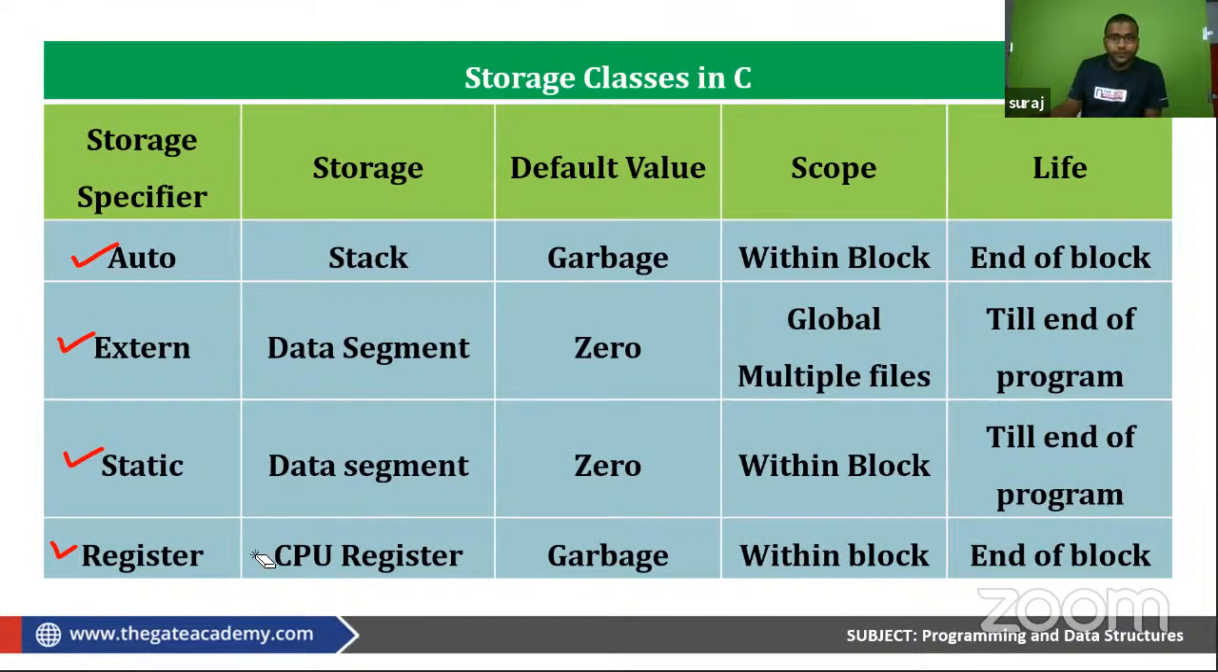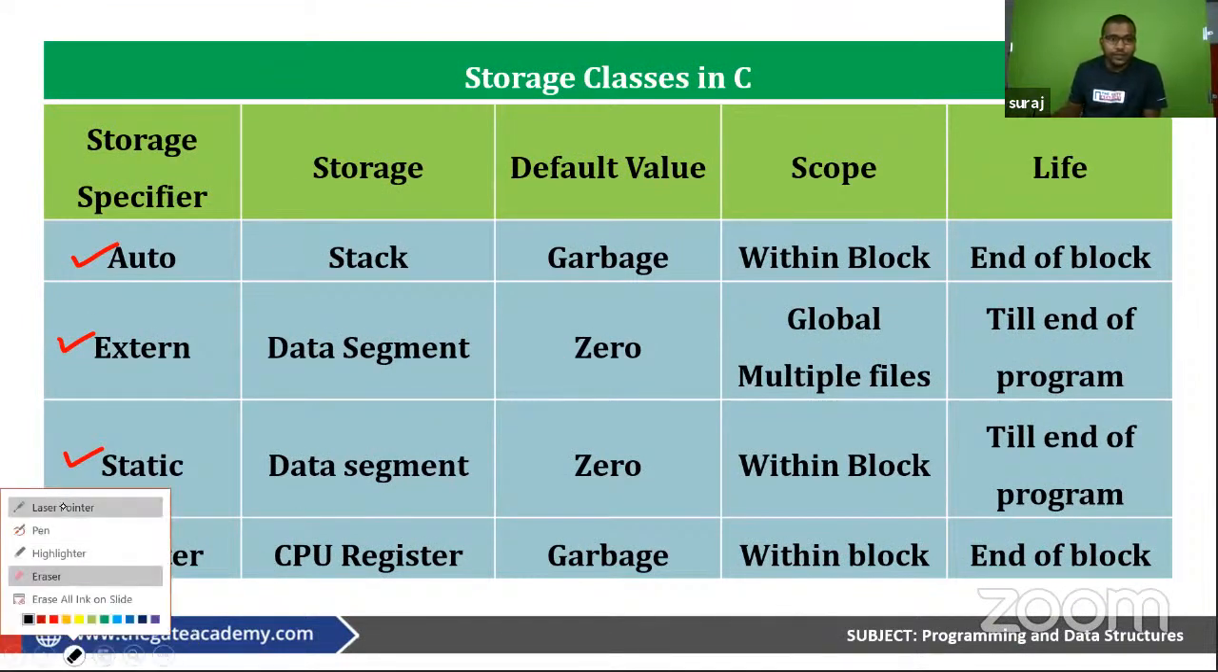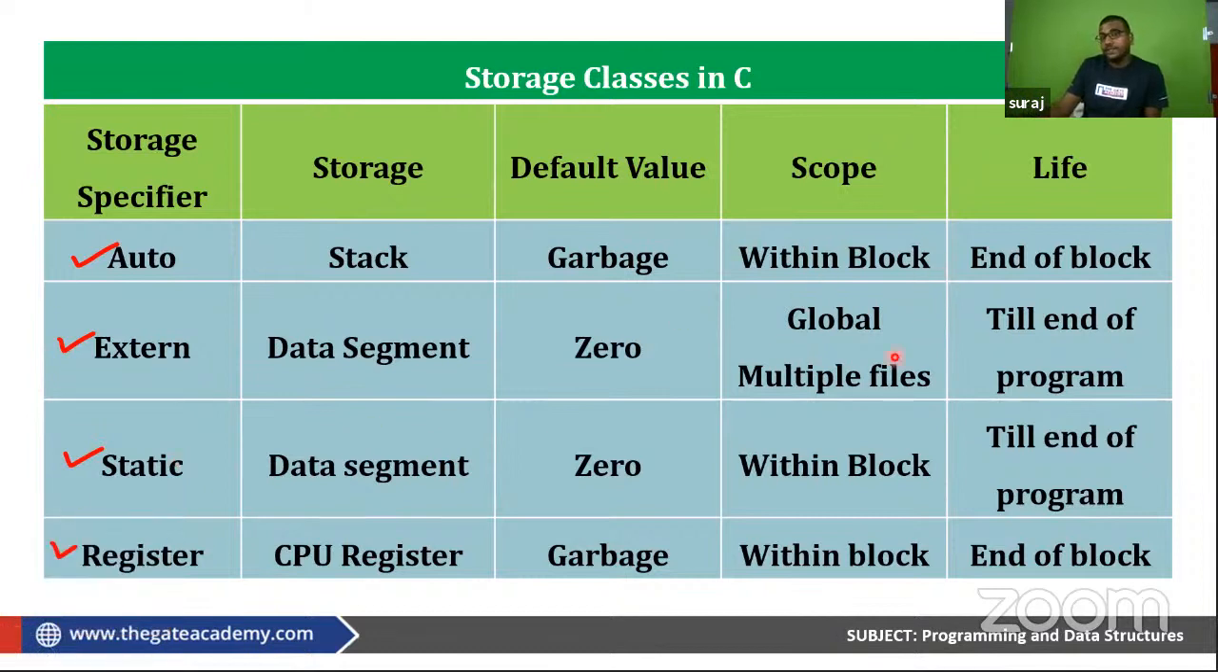Now see, default value we have seen. Now scope: it is global. We have declared it outside the main, but we are using it inside the main. So it is global, and in multiple files also we can use it. And till what time is it alive? Till the end of the program. So till the time the program is alive, it will be alive.